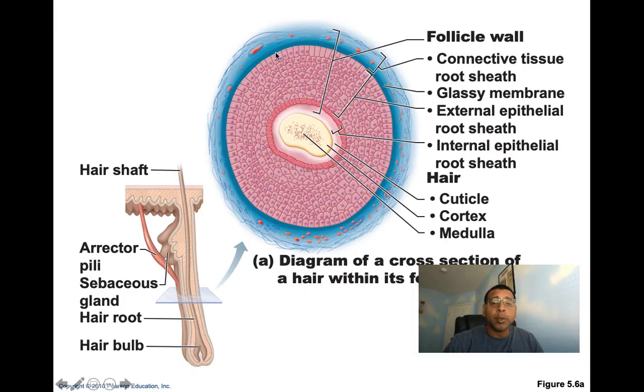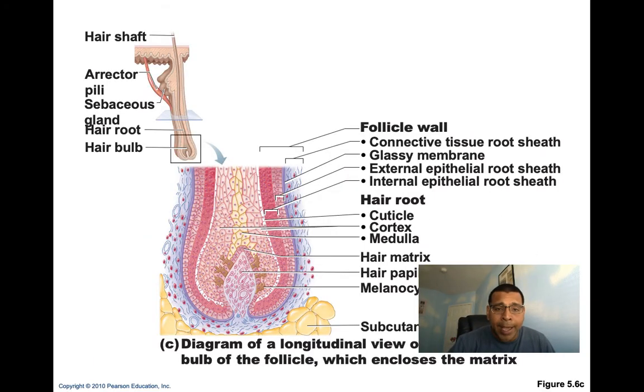Next, here we have the epithelial root sheath. The epithelial root sheath, we can see here, gets divided up into an external epithelial root sheath and an internal epithelial root sheath right inside of here. The internal epithelial root sheath, along with the external, start to thin out as they make their way towards the bottom of the bulb.